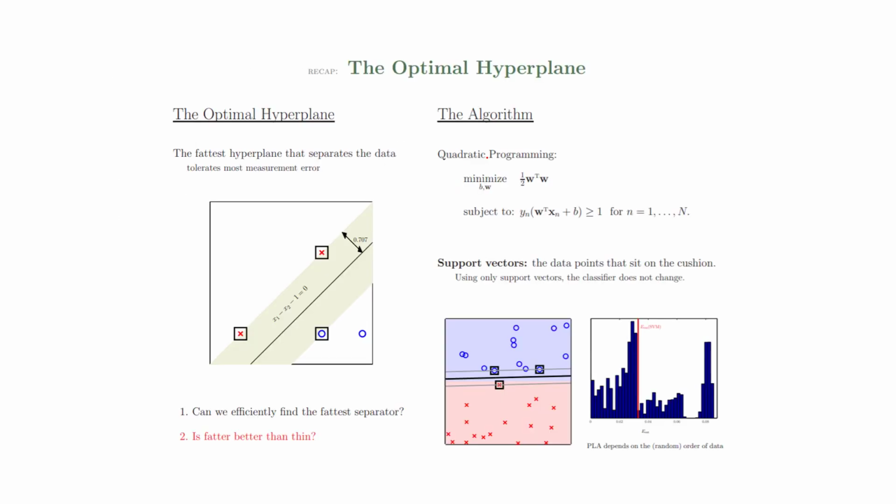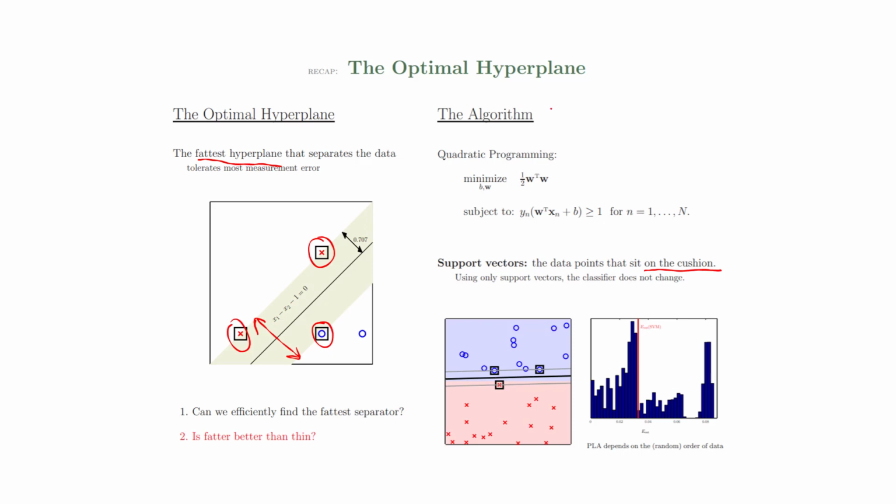A quick recap of what we said last time. This is what we looked at in the previous lecture, where we were able to find the fattest hyperplane that separates the data and tolerates most of the measurement errors. That was the reason for the robustness of the support vectors, in the sense that this fattest, or wide, hyperplane depends only on these support vectors, which are the points that define how fat we can go, or how wide we can go, right? These data points that sit on the cushion of these margins are the support vectors. All right, so that's what we looked at last time.